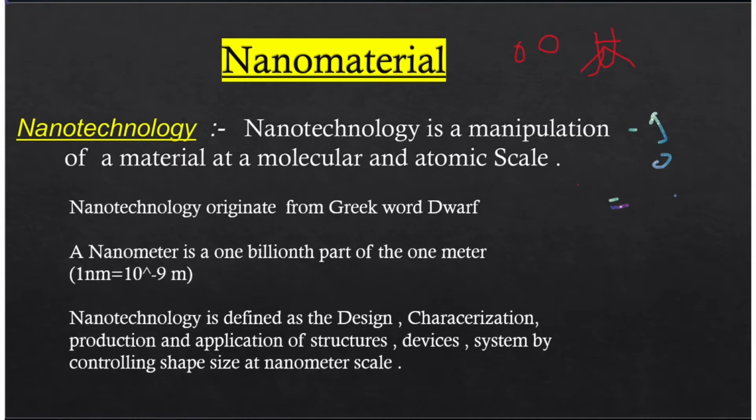After that, very important: nanotechnology is defined as the design, characterization, production and application of structures, devices and systems. Nanotechnology is nothing but the design, characterization, production and application of what? Of structures, of devices, of systems by controlling shape and size at nanometer scale. By controlling shape and size at nanometer scale, it is called nanotechnology. So clear? Okay.